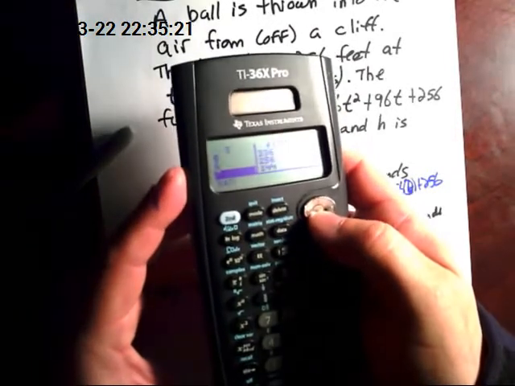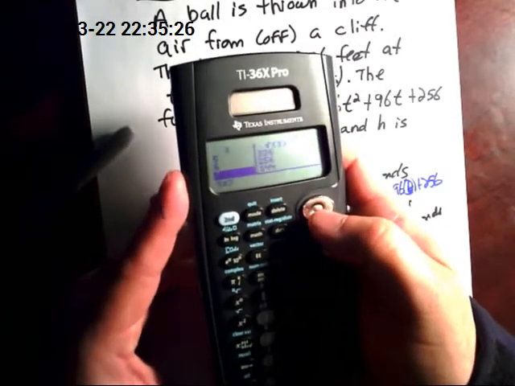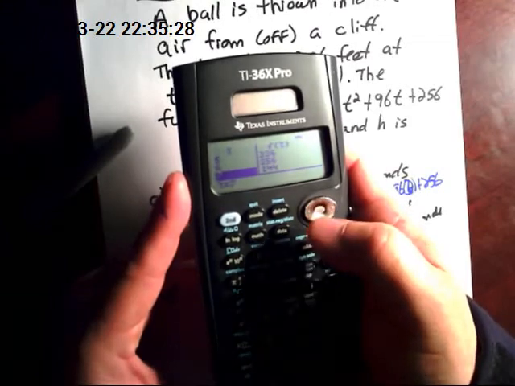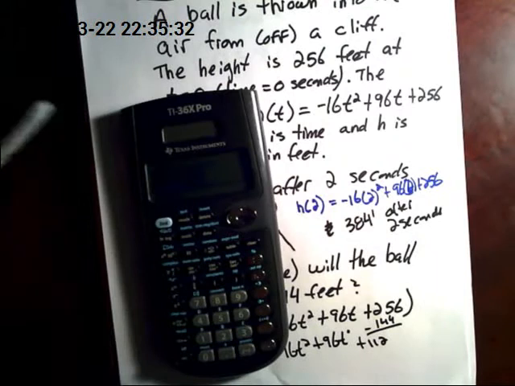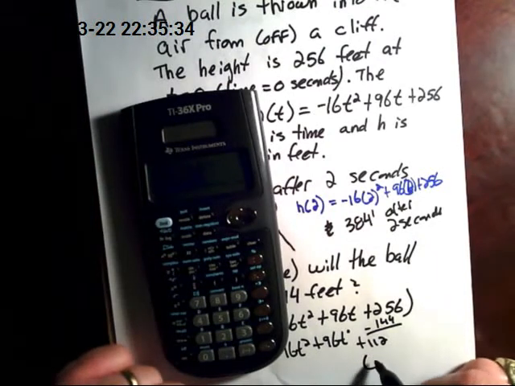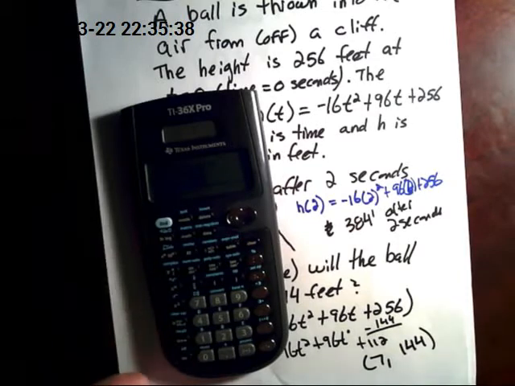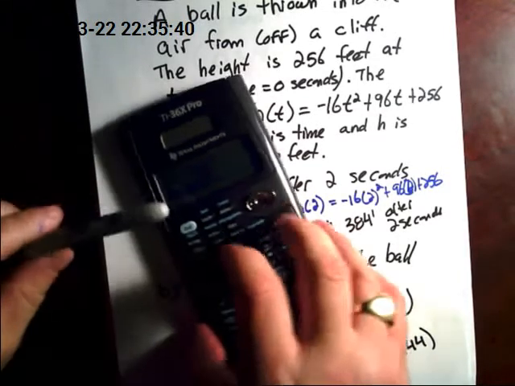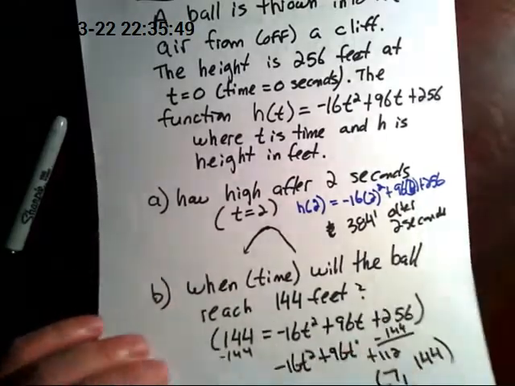I look at my input of 7. What's your output when your input is 7? Well, when your input is 7, your output is 144. Well, look, that's the ordered pair. At 7 seconds, it reaches 144 feet. So after 7 seconds, your ball will be at 144 feet off the ground. I think I have one more here to do.